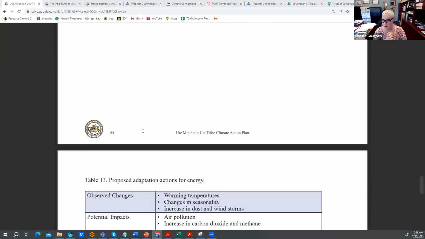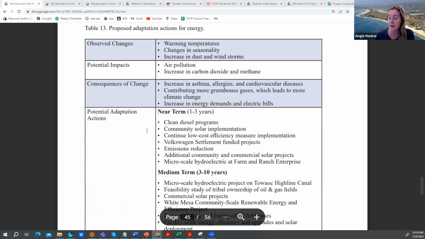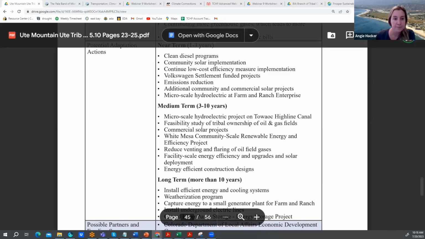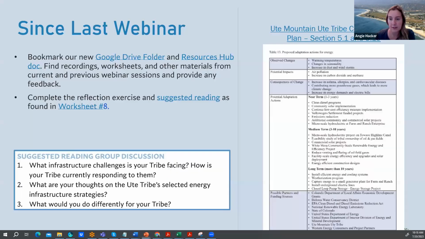Yeah. Who else? Anybody else have thoughts on what they're seeing here in these strategies, how it applies to your tribe, what else your tribe is doing on energy? All right, well, we have a lot of time to dive into these things because we have lots of places for more discussion. Let me get back to my slides here.